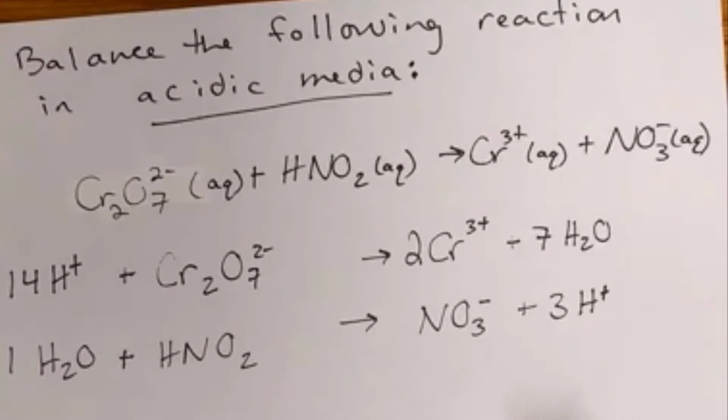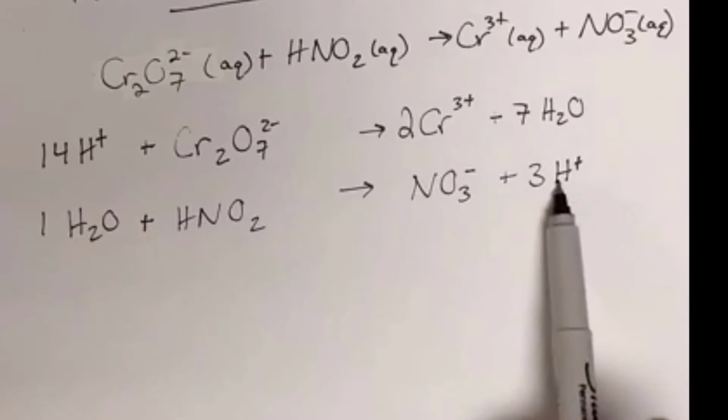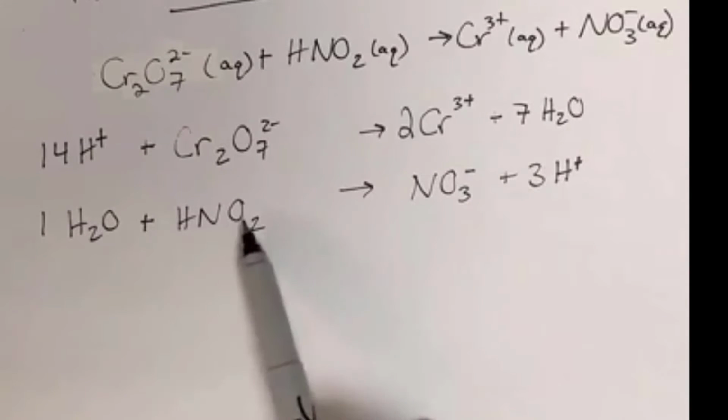So let's stop for a second and make sure everything's balanced. In this equation, I have 14 hydrogens on this side, 14 hydrogens on this side. 2 chromium, 7 oxygens, 7 oxygens. Here I have 3 hydrogens, 3 hydrogens. 1, 2, 3 oxygens, 3 oxygens. 1 nitrogen, 1 nitrogen. So now all the atoms are balanced. Before you ever start playing with the electrons, you have to make sure you balance out the atoms first.